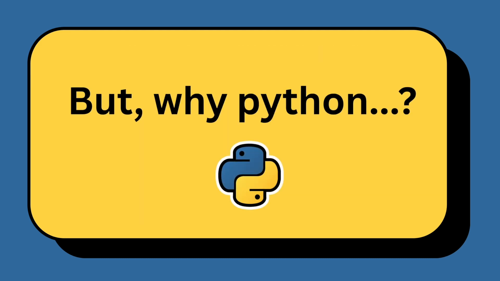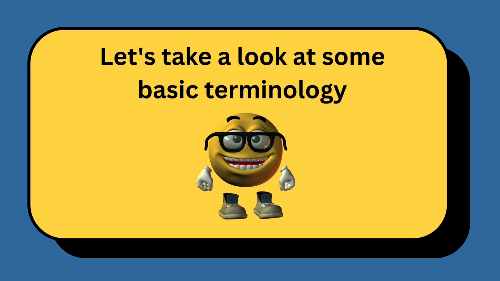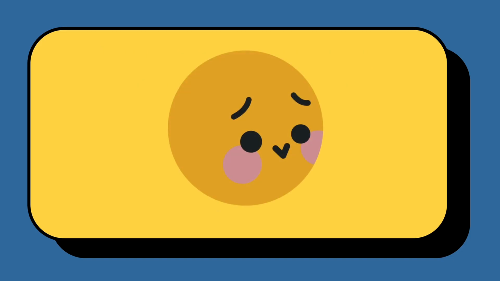But why are we starting with Python and not HTML or C? Well, Python is relatively easy to learn and fast to write. It is also used for web development, AI and data science, app and backend development, and basically lots of cool stuff. Now, let's take a look at some basic terminology. I promise it's nothing complicated. Most of them are pretty self-explanatory.